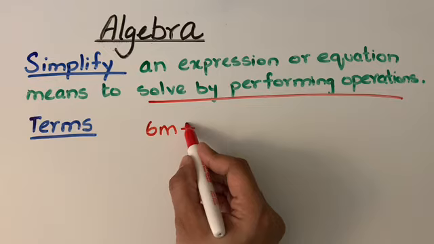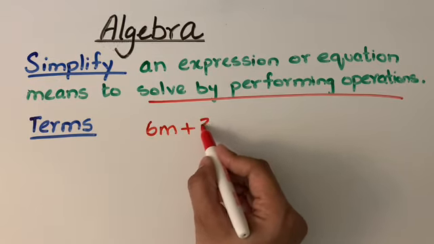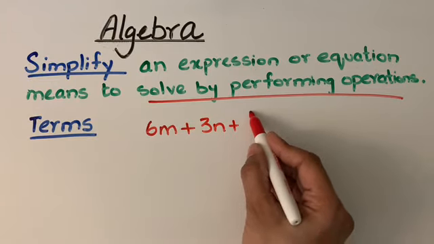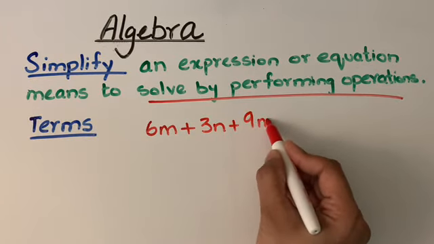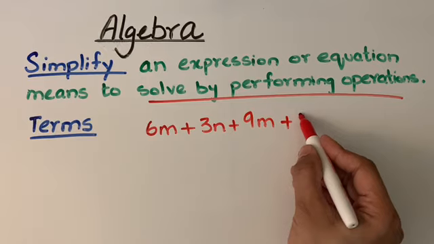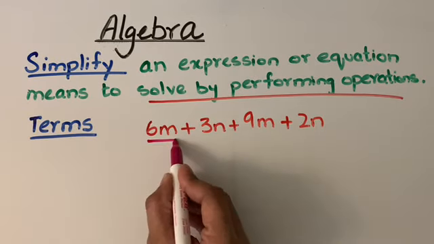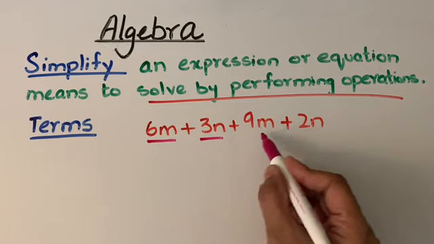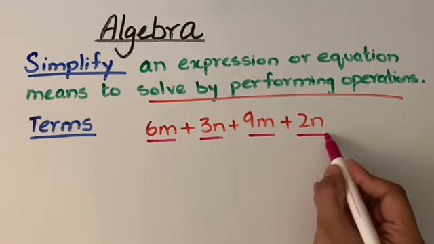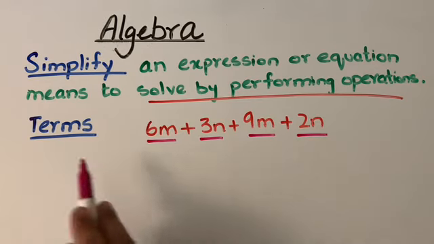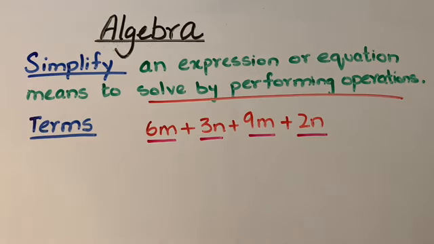6m plus 3n plus 9m plus 2n. In this expression, we have four terms. First term, second term, third term, and fourth term. It's 1, 2, 3, 4. We have four terms in this expression.